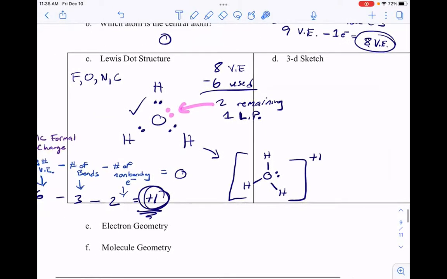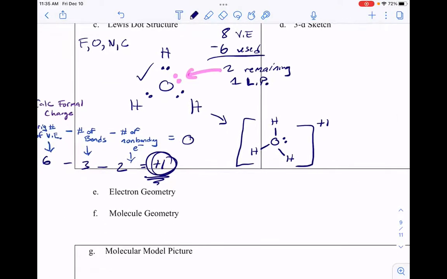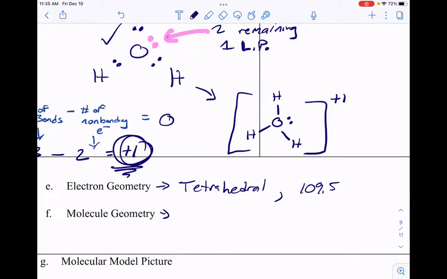Okay. All right, so let's talk about electron and molecular geometry, the easy stuff. How many groups am I working with for hydronium? 4. 1, 2, 3, 4. So that's tetrahedral. Bond angle is 109.5. Molecular geometry, it's trigonal pyramidal. Correct. So the combination is 3 bonds, 1 lone pair.